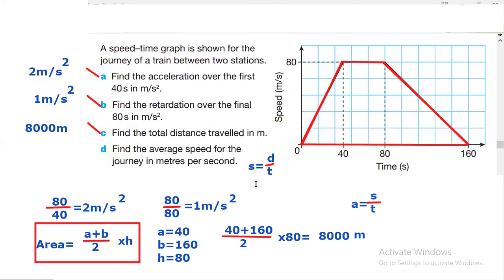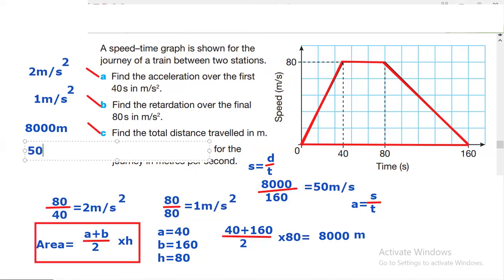So I'm going to divide them by each other. 8,000 divided by 160. And by that, I will find the speed of the whole journey. So 8,000 divided by 160, and the answer is 50. And this one is meters and this one is seconds. So meters per second. And that's the whole idea of this question. So the answer is 50 meters per second.